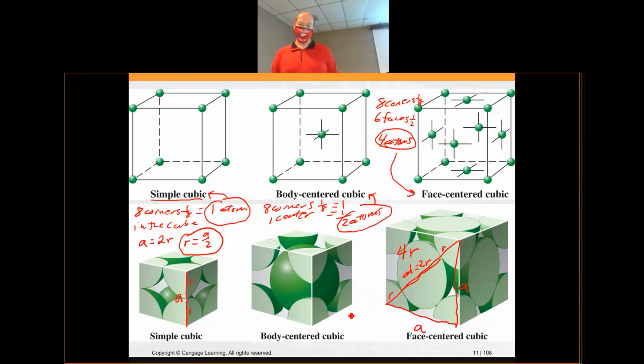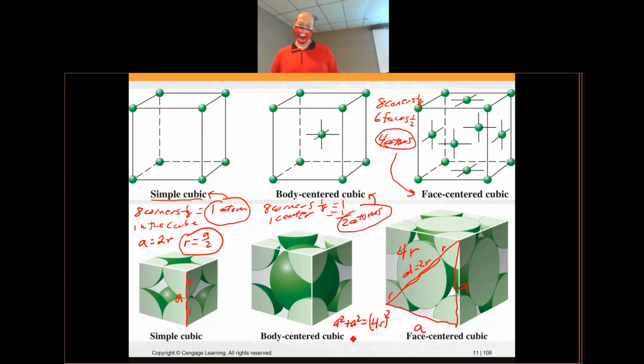I have a squared plus a squared is equal to 4r squared. That is Pythagorean's theorem: a squared plus b squared equals c squared, where c is your hypotenuse. Here, a and b are the same. It's a cube, so it's a squared plus a squared. And then your hypotenuse, c, is 4r, and so we square the 4r. And so then we have to solve for a, and then solve for r.